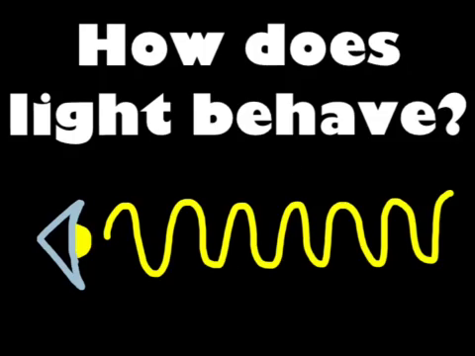Now, moving on to how light behaves. We're going to assume that light are waves for now. And light waves behave in four different and useful ways that are called reflection, refraction, diffraction, and interference.